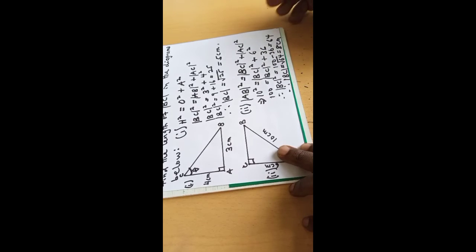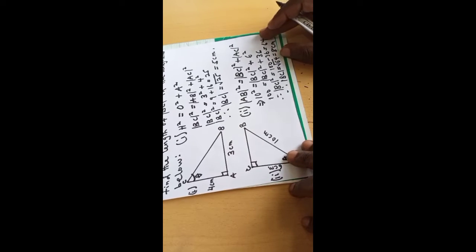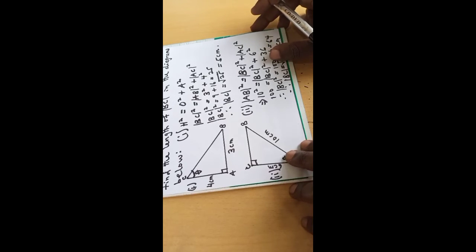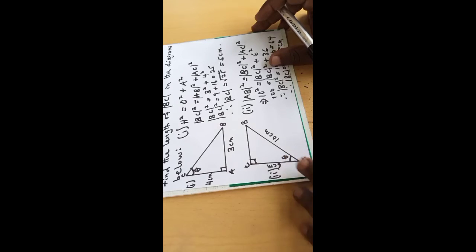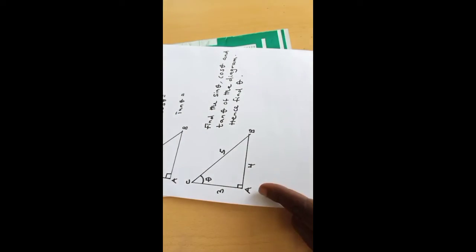So this is how to use Pythagoras theorem to find the third side when two sides of the right angle triangle are given. When two sides of the right angle triangle are given, we use it to find the third side of our right angle triangle. So that is about that.